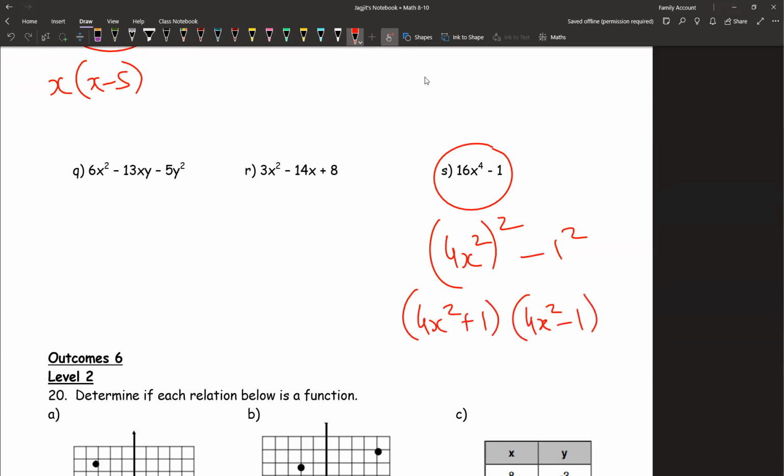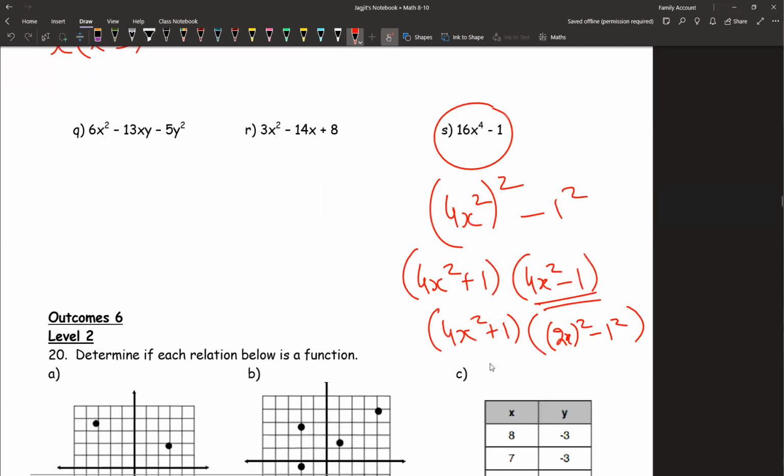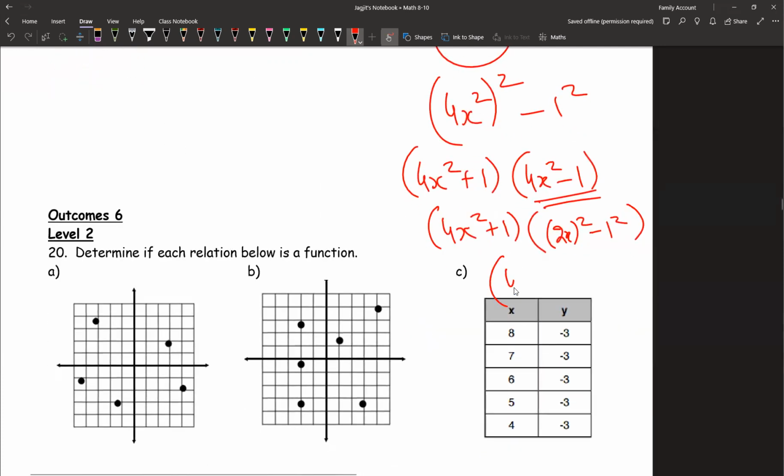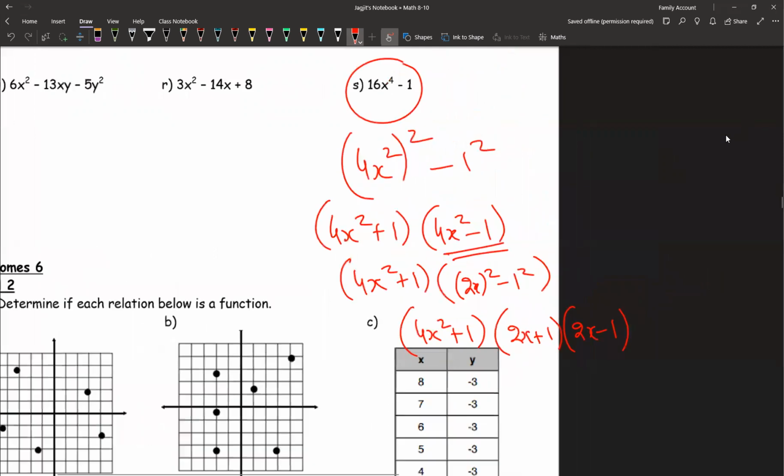And we don't really have a formula for a squared plus b squared. It's only a squared minus b squared. But the other factor can be factored further. How? Because 4 can be written as 2 squared, so that will be (2x) squared minus 1 squared. So we have another version of a squared minus b squared. That will become 4x squared plus 1 times the other factor, which becomes a plus b times a minus b. That's a tricky one, folks. Make a note of this.